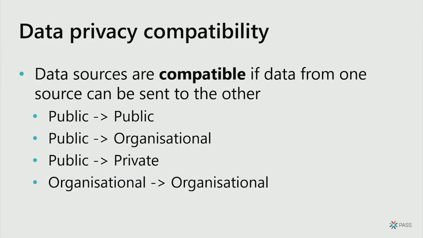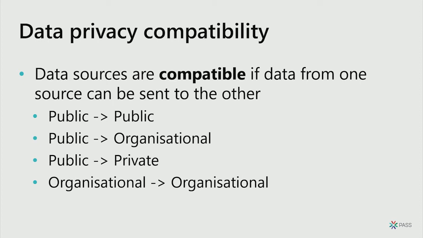One more bit of explanation. Data sources can be thought of as compatible if data from one source can be sent to another. So I've already said that you can't send data from a private data source anywhere else, but you can send data from a public source anywhere. So in terms of compatibility, because I can send data from a public data source to another public data source, those 2 data sources can be thought of as being compatible.